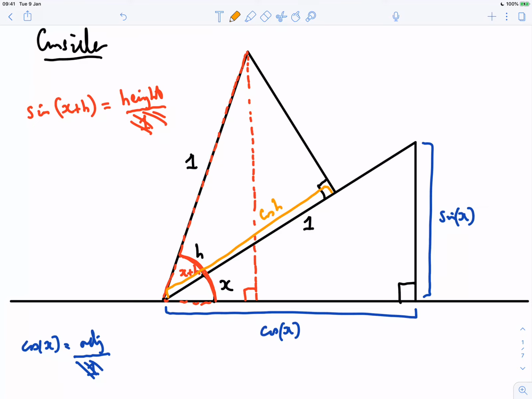And you can probably tell that the height of this triangle here is going to be sine of h. Now this becomes a lot easier to deal with when we've defined both of the triangles to have a hypotenuse of 1. And that's the whole point of doing it. So this length here is cosine of h.